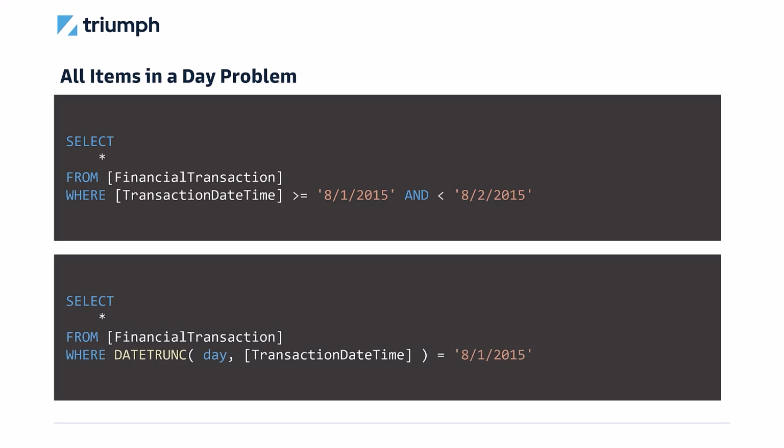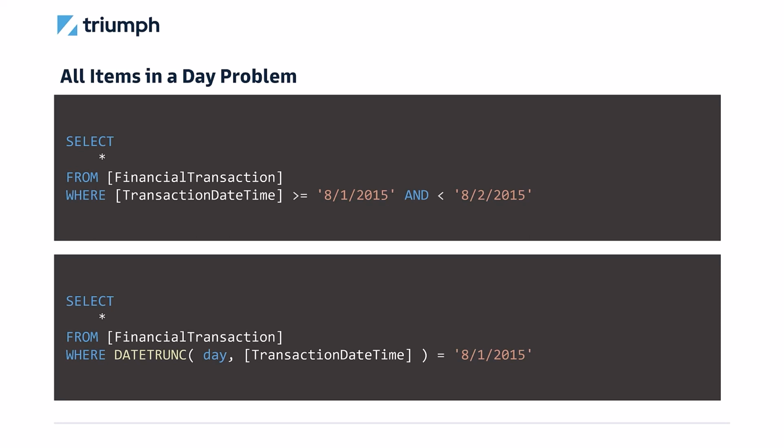You could now use this date trunc. And so what date trunc does is it just truncates it to the interval that you give it. In this case, we're giving it the interval of day. And so it just strips off the time. And so we can say where it's equal to 8/1/2015. So again, it just truncates the data for you.